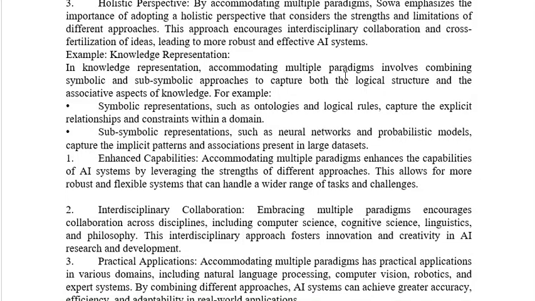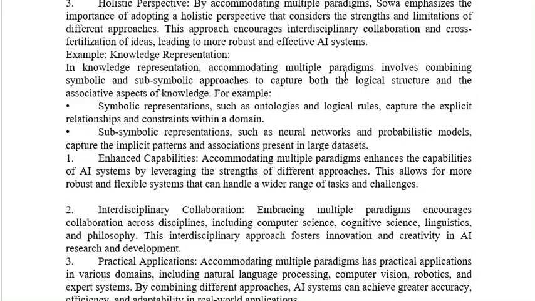symbolic and sub-symbolic approaches to capture both logical structures. So here we again have two approaches, a symbolic approach and a sub-symbolic approach. What is symbolic and what is sub-symbolic? Sub-symbolic is capturing implicit patterns. Symbolic is capturing explicit relationships. Sub-symbolic means capturing the implicit patterns which are implicitly there, and symbolic means capturing the explicit relationships which are there explicitly.